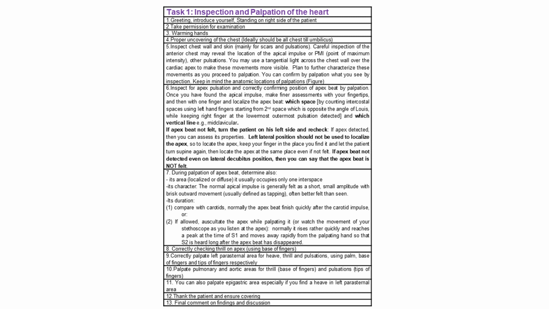So after we finish the apex, we have to check for thrill, and we can also check for heave. Then you go to the left parasternal area to check for three things: pulsations, thrill, and heave. Then you go to the pulmonary and the aortic areas for thrill and pulsations, no heave upward. Sometimes we go to the epigastric area, and sometimes there is no need for that. So let's talk about the details of this.